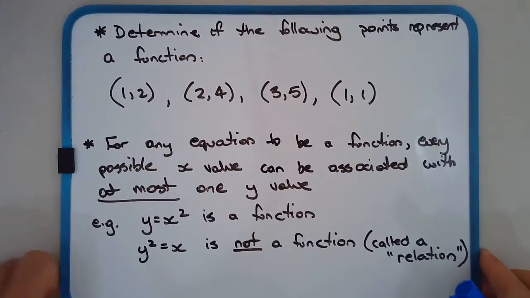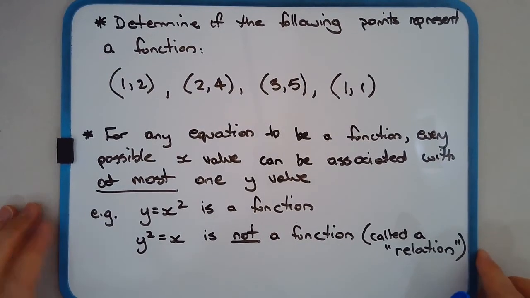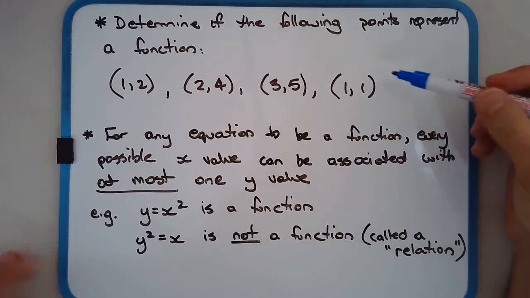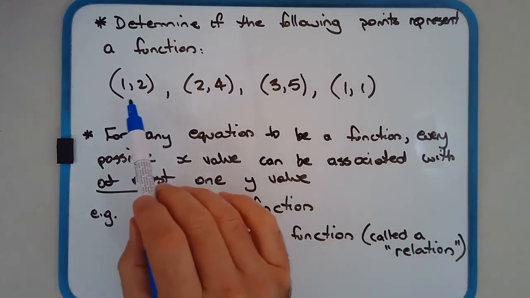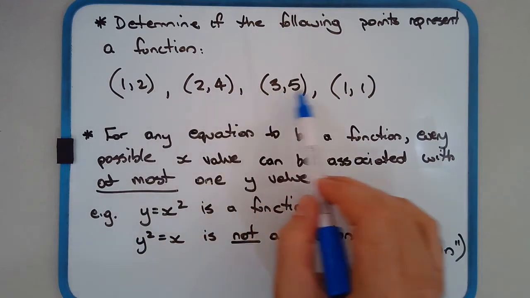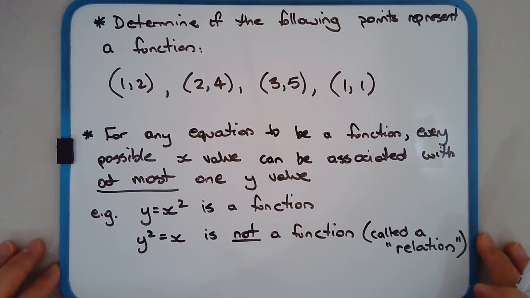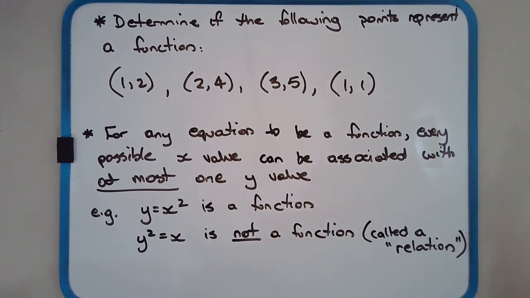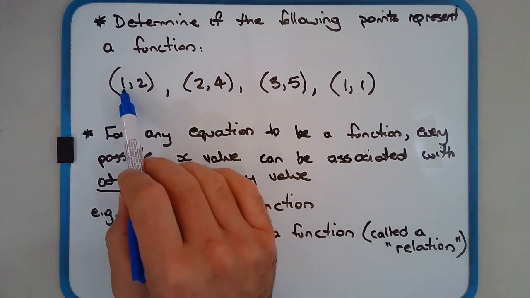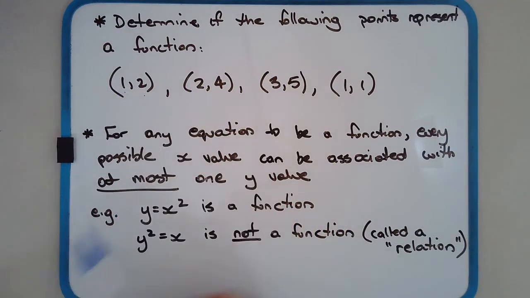Let's have a look at another type of example, and this one looks at a variety of points, and we're asked to determine if these points in fact represent a function. So we have the points (1, 2), (2, 4), (3, 5), and (1, 1). You might want to have a quick think about it. If you want to pause the video, you're welcome to do so. Do these 4 points form a function? So these are the x values, these are our y values.